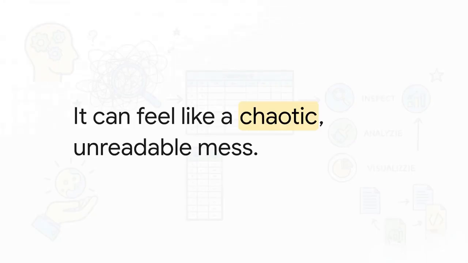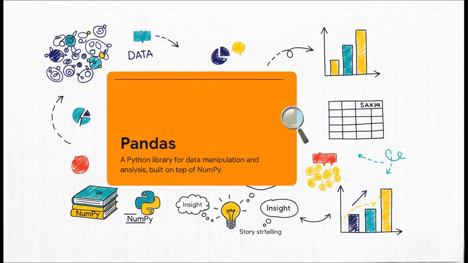Yeah, it's just a chaotic, unreadable mess. It's like someone handed you a book, but all the pages are ripped out and shuffled. The words are all there, but good luck trying to figure out the plot. Well, this is where Pandas comes to the rescue. Think of it as the ultimate organizer, a tool specifically built to take that chaotic pile of pages and put them back in the right order so you can finally read the story.